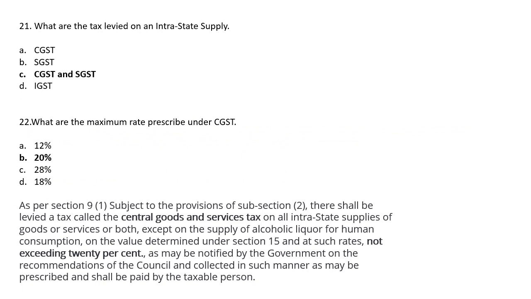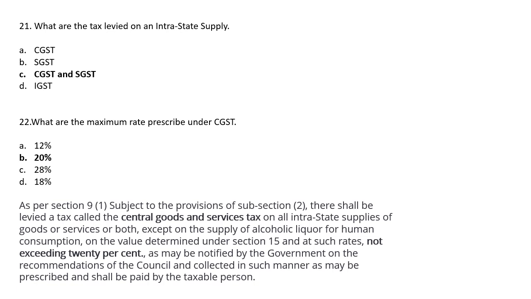What are the taxes levied on an intra-state supply? So in intra-state, we count SGST and CGST. So option C is your correct answer, that is CGST and SGST. What is the maximum rate prescribed under CGST? Option A, 12%, option B 20%, option C 28%, option D 18%. So the correct answer here is option B, 20%.